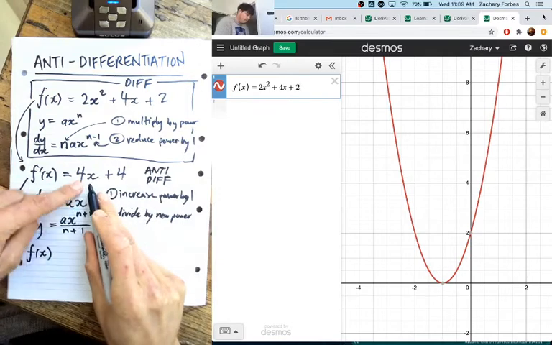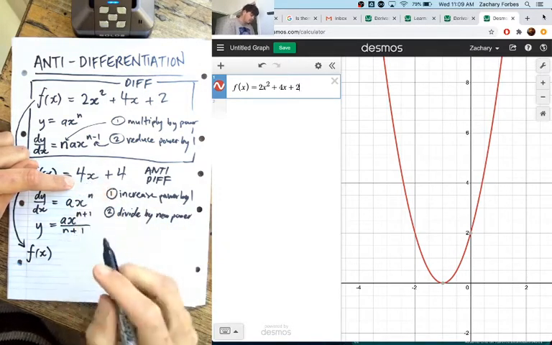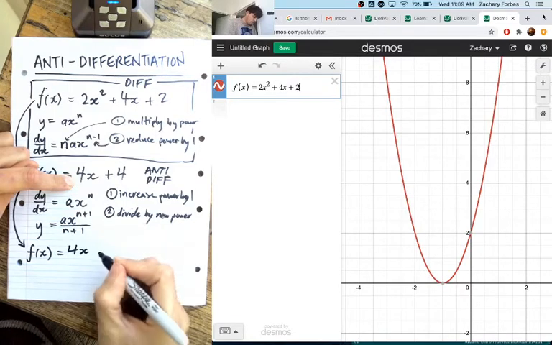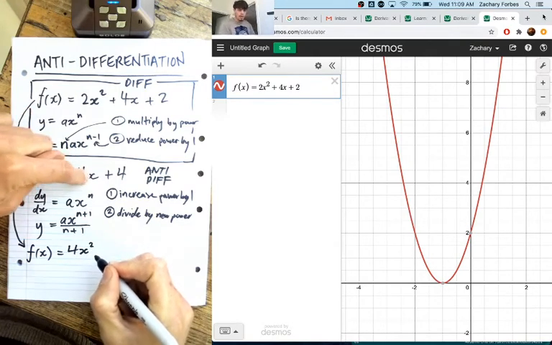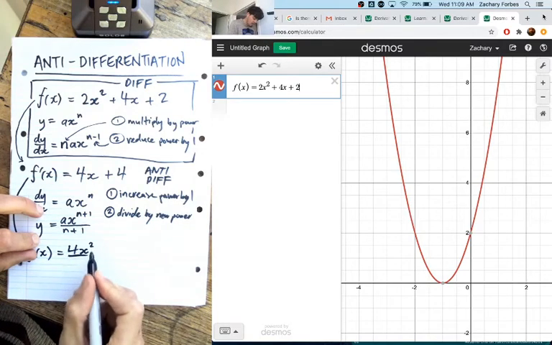Right, so we've got 4x. So what do we need to do? We need to increase the power by 1. So that's x to the power of 1 right now. So that's going to be 4x squared now, because we increased the power by 1. And then we're going to divide by the new power. So we're going to divide it by 2.